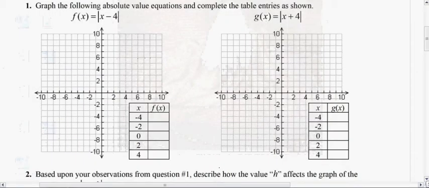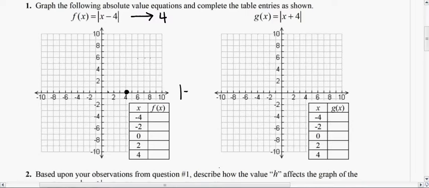Let's take a look at the first graph here. The first equation, f of x equals absolute value of x minus 4. So I'm subtracting, and I'm subtracting from the x inside the absolute value bars. So I know that it's going to be moving my graph either left or right, and because I'm subtracting, I know it's going to be moving the graph to the right 4 units. So it's going to move from the origin over 1, 2, 3, 4 units. And then I'll use the table of values to figure out where the rest of the points are. And they've given me some x values to use, so I'll plug each of those into my function.